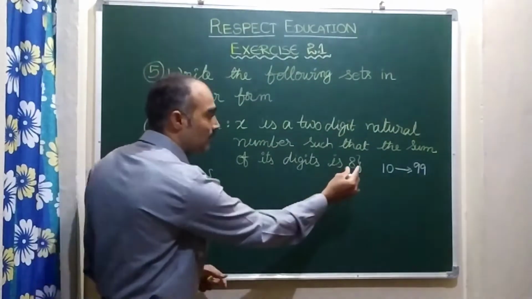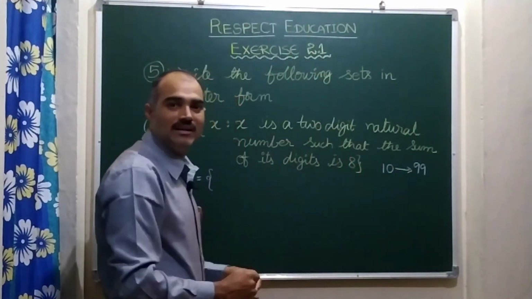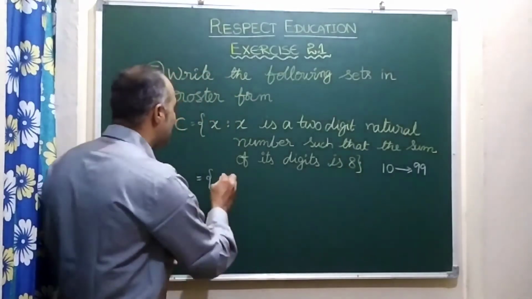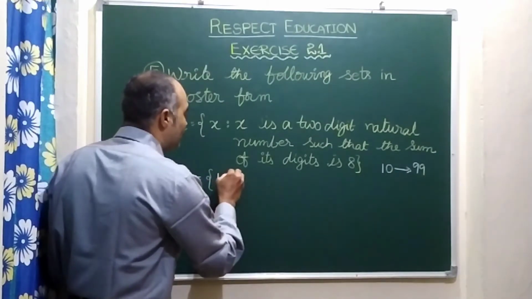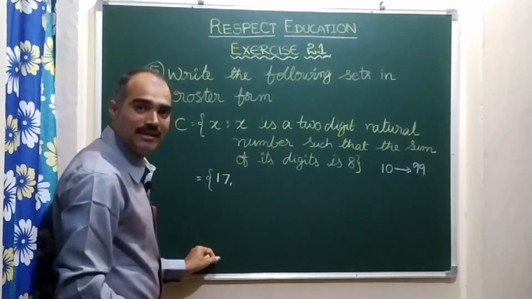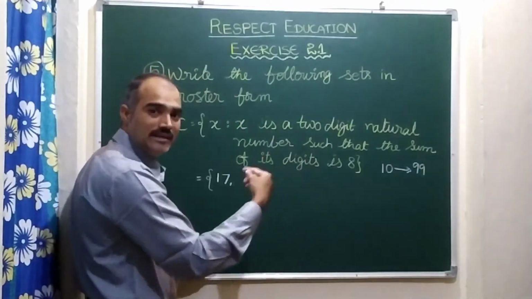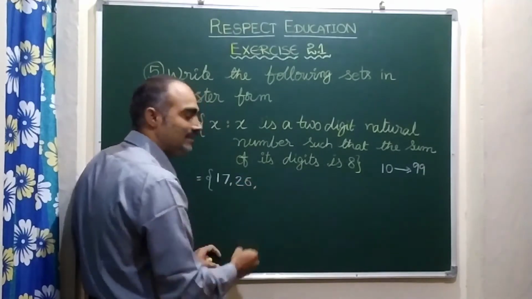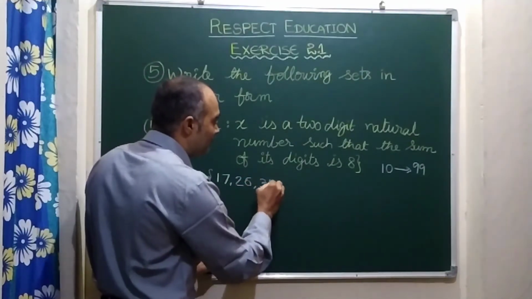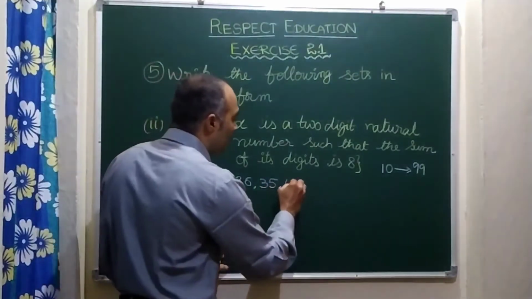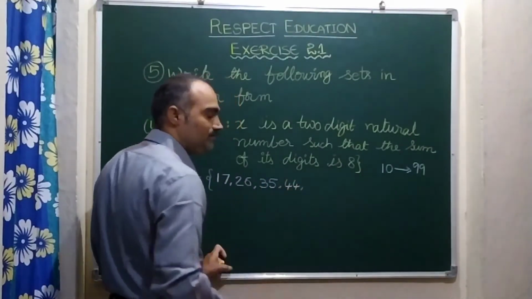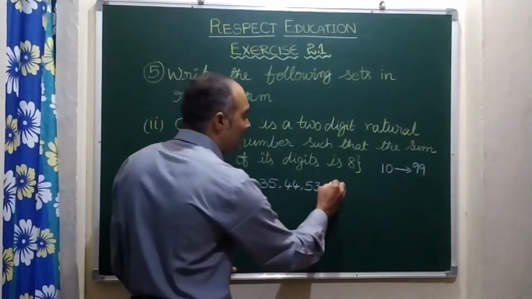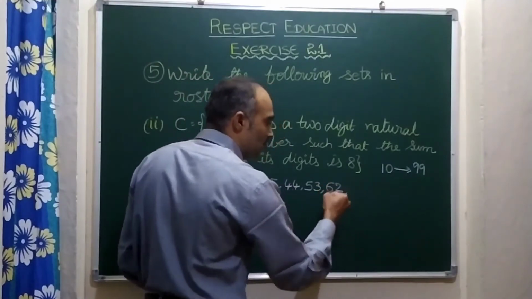For example, if I take 10, 1 plus 0 is 1. If I take 11, 1 plus 1 is 2. Here I should get 8. So here you can easily guess, children, if I take 17, 1 plus 7 is 8. Right? So 17 can be taken. Same way from 20 to 30, you see 2 plus how much is 8? 2 plus 6. So that is 26. 3 plus 5, that is 35. 4 plus 4 to get 8, that is 44. 5 plus 3, that is 8, right? 53. Same way here if I take in 60, 62.